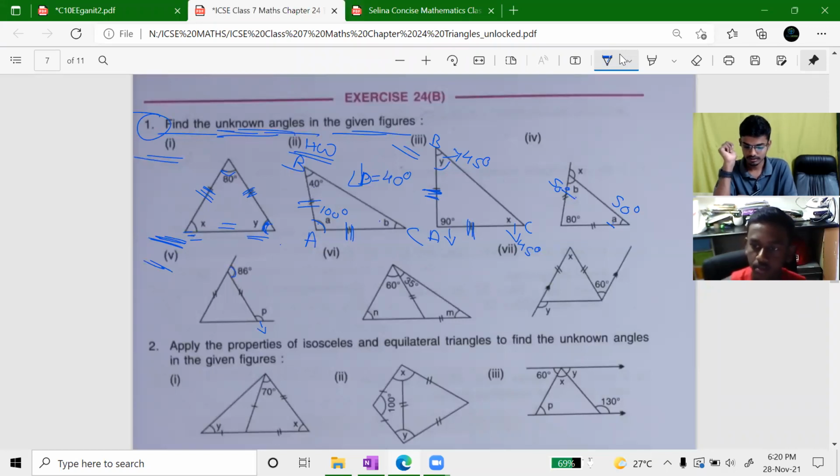So first, this is an isosceles triangle. Yes or no? By this, we can get this angle easily. Yes or no? So now tell me, what will be the measurement of this angle? One minute, sir.